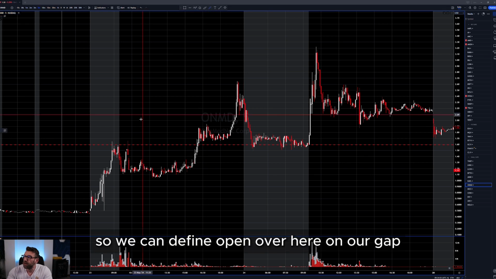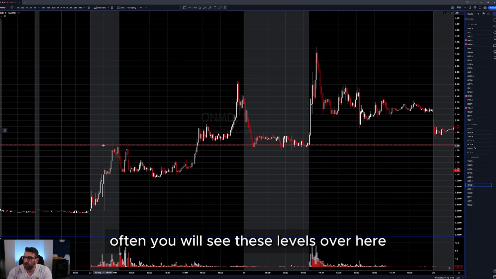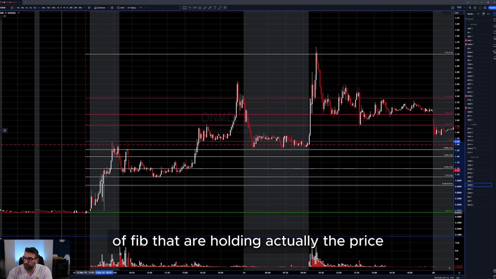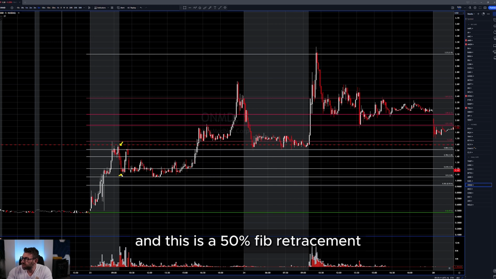So we can define the open over here on our gap. And then we have an immediate flush, right? And this is very important. Often you will see these levels over here of fib that are actually holding the price. So price opens and then it fails over here. And this is the 50% fib retracement.